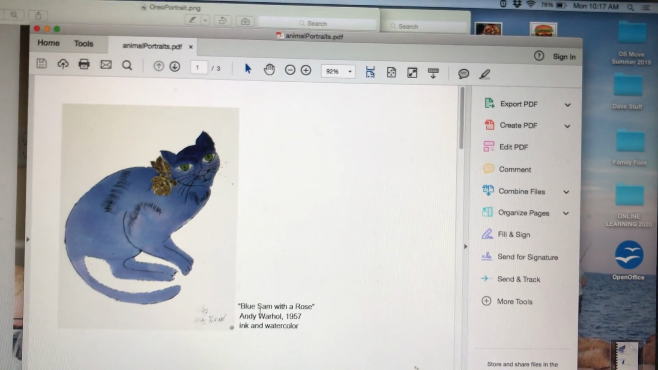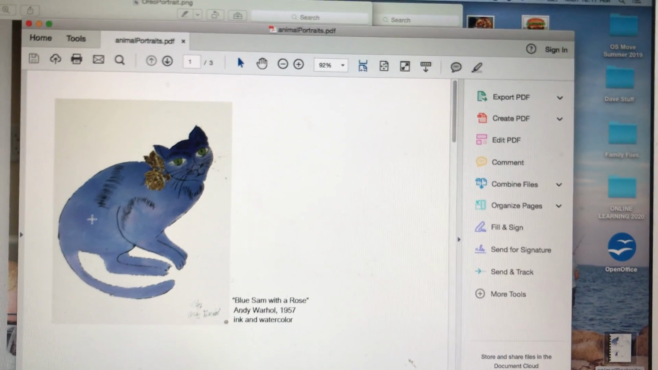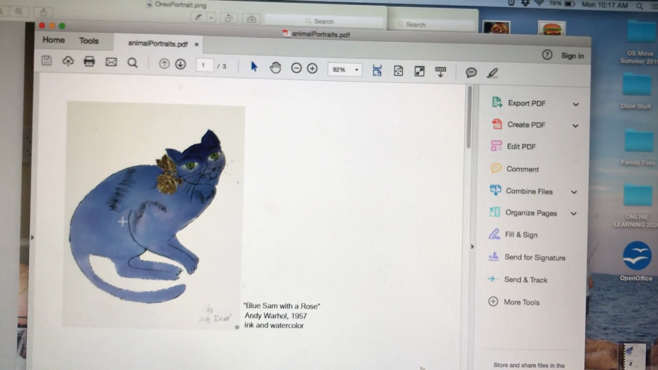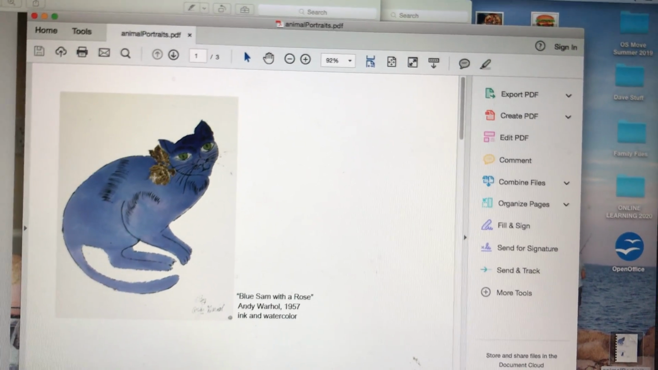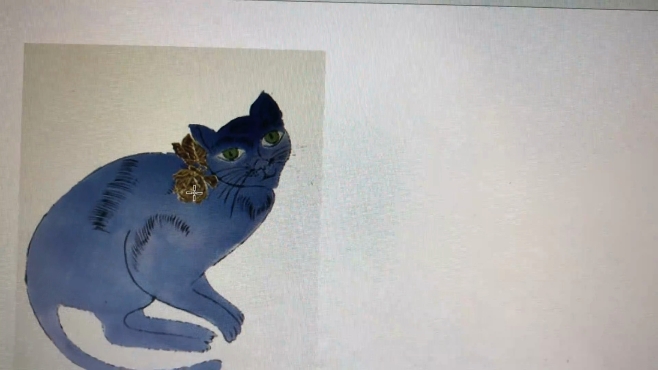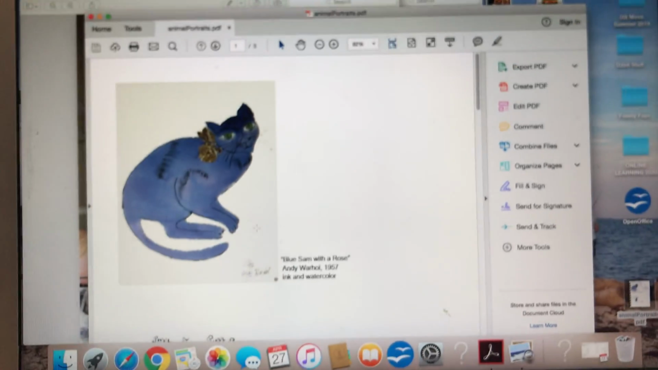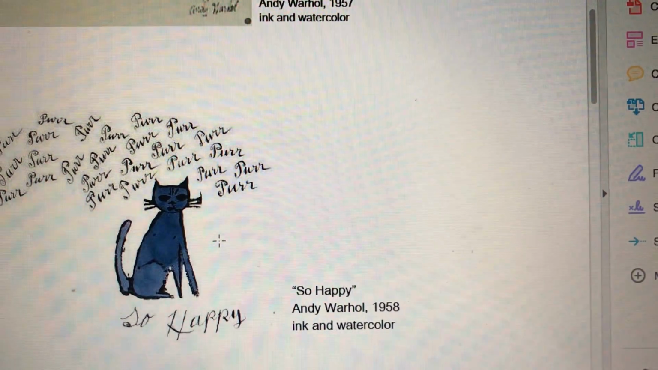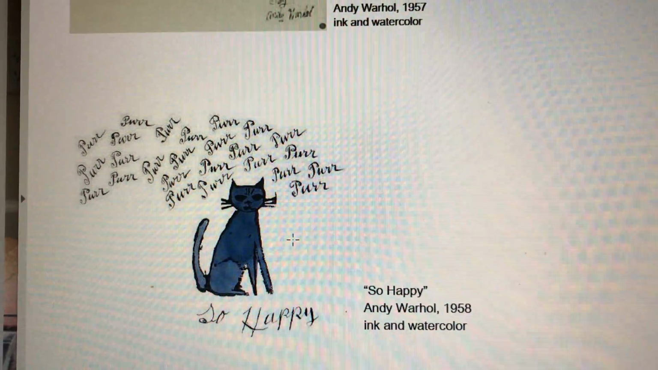He made this one that's called Blue Sam with a Rose. It's an ink drawing with watercolor over it, and you could get this same look by using a Sharpie marker at home and putting watercolor over it. Then he added little gold leaf foil roses on his kitty cat's collar. Isn't that adorable? You could actually add that with some aluminum foil if you wanted to cut out some flowers for your pet. This is the one I was inspired by. This is called So Happy, and it shows his kitty cat with purring all around it.